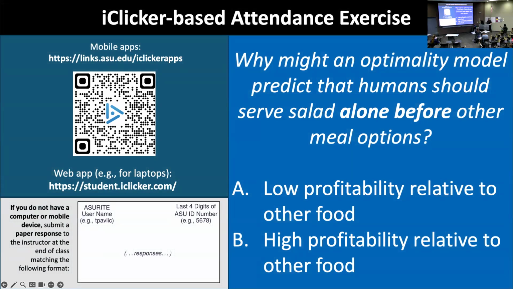So the question here is, how might you explain with an optimality model why salad comes first and it comes without any other food? I give you two options. Do you think maybe it's low profitability relative to the food or high profitability? So is salad a highly profitable or low profitable food? And then I'll just let you chew on how that might affect why it comes first and what would happen if it didn't.